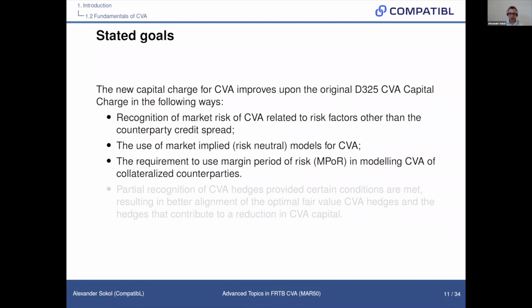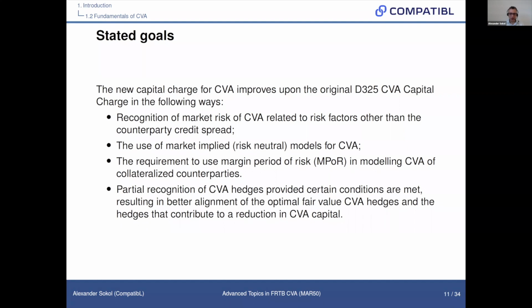It's called the margin period of risk. And finally, there is a partial recognition of CVA hedges, provided certain conditions are met. And these are the stated goals of the standardized framework.